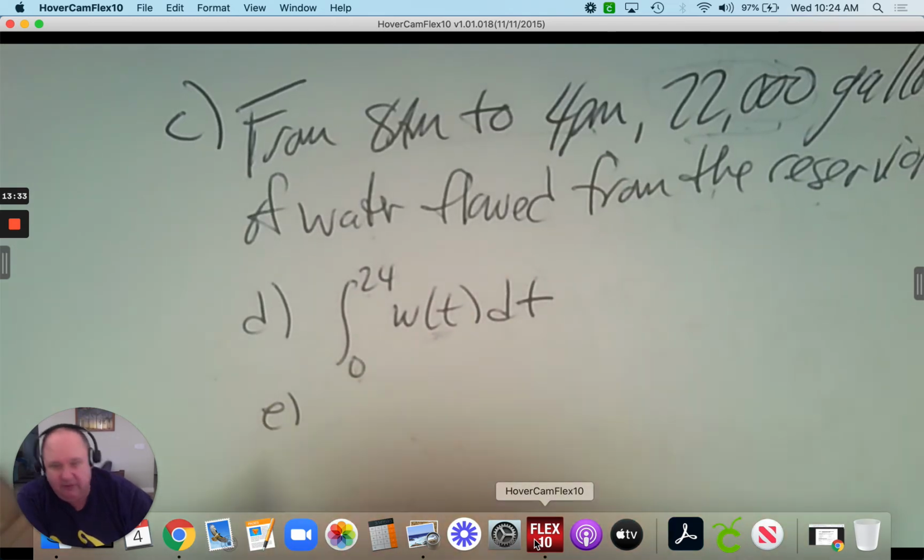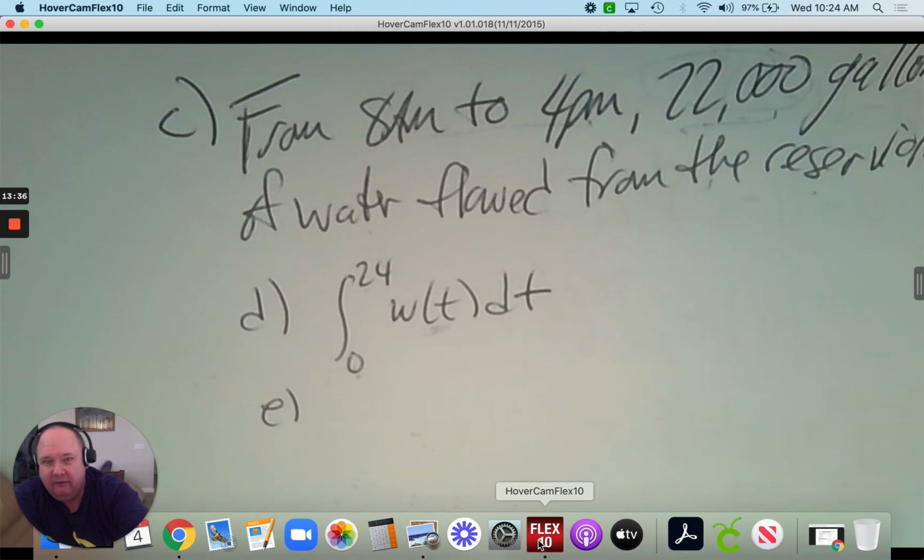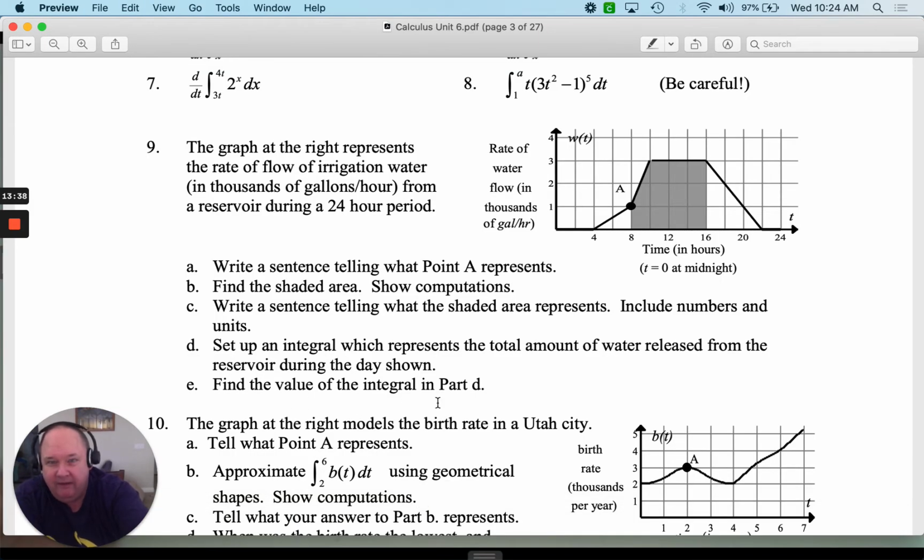And I think in part E, you have to find it. Find the value of it. So just find the value of the integration, which is the entire area under the curve. So now we already found the shaded area. I'm writing that down. That's 22,000. Plus, okay, what's this triangle here? I need to add it to it.